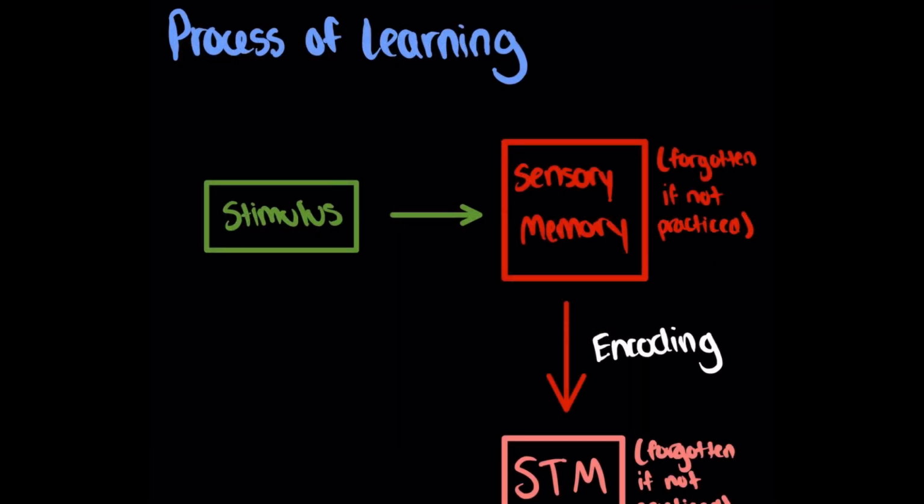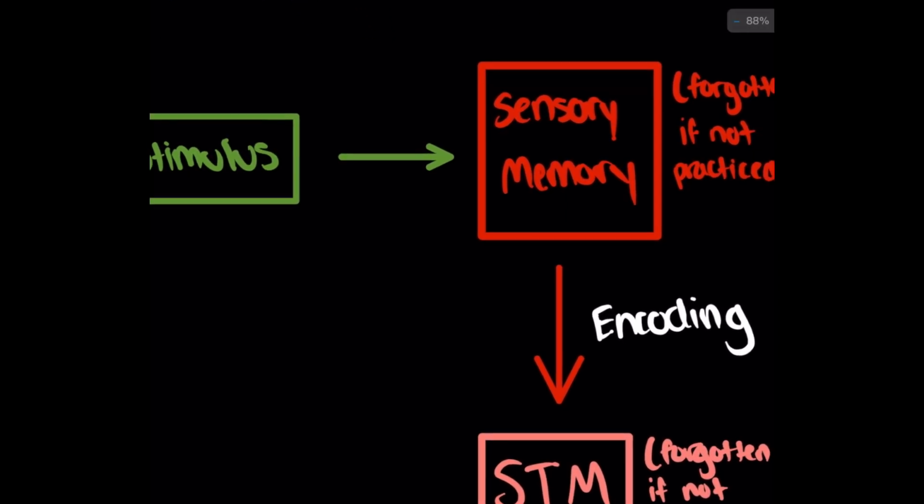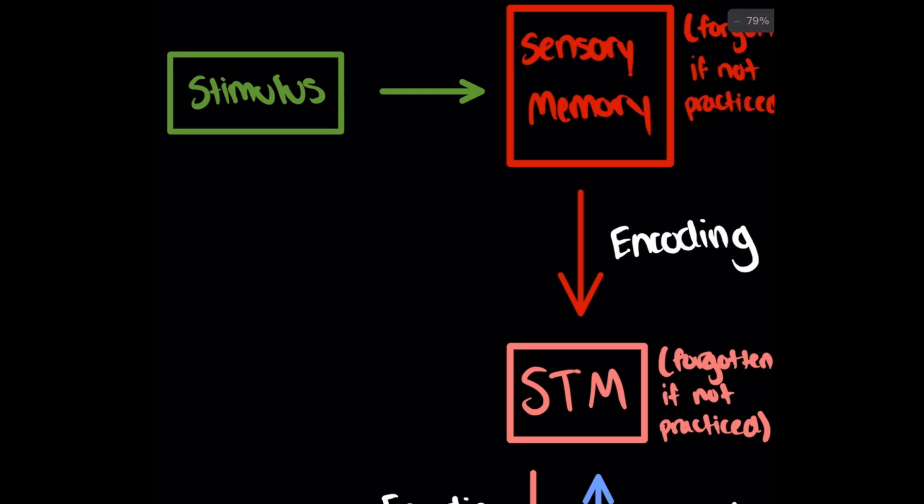Okay, so next I want to get into the process of learning. So first we start off with the stimulus, which is sight, hearing, smell, taste, or touch. And this goes into the sensory memory. And with sensory memory, it's forgotten if not practiced. And then it's encoded into the short-term memory.